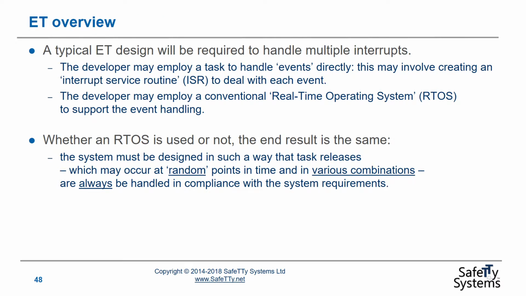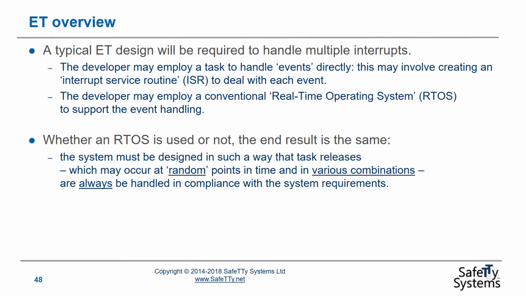The main way that event-triggered architectures are implemented these days is through use of a traditional real-time operating system. So a typical event-triggered design will be required to handle multiple interrupts. So the developer may employ a task to handle these events directly. This could involve creating an interrupt service routine to deal with each event. The developer may also choose to employ a conventional real-time operating system to support the event handling. Whether an RTOS is used or not, the end result is the same.